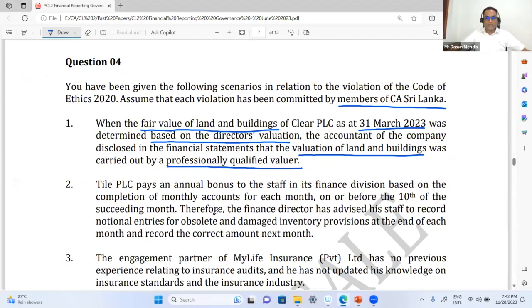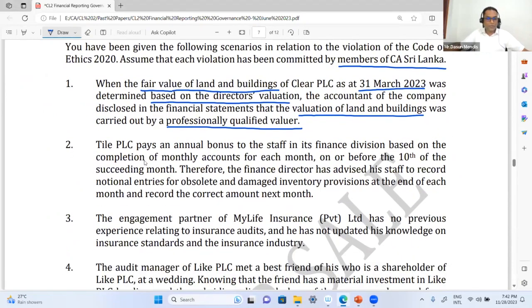So let's look at the second scenario. Tile PLC pays an annual bonus to the staff in its finance division based on the completion of monthly accounts for each month on or before the 10th of the succeeding month. Okay, there's a performance target, right? So the annual bonus of the finance division staff is paid based on the completion of monthly accounts, before the 10th of the succeeding month.